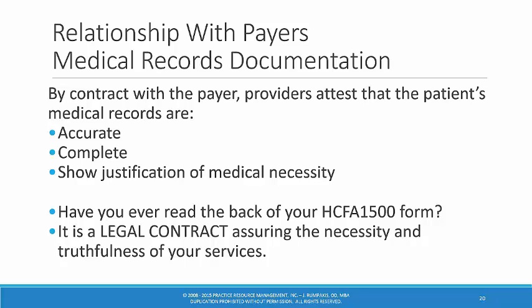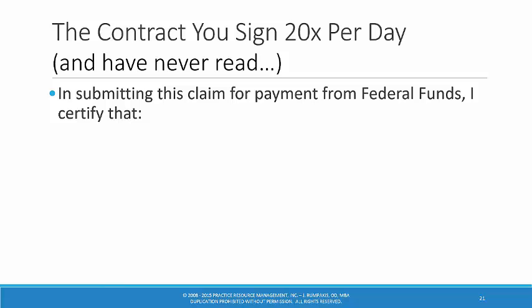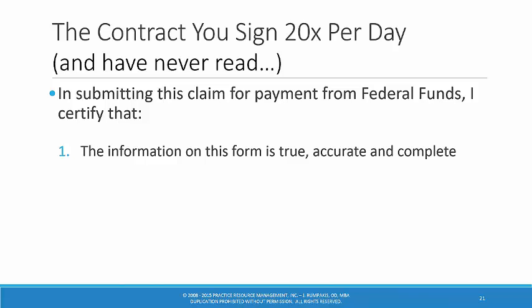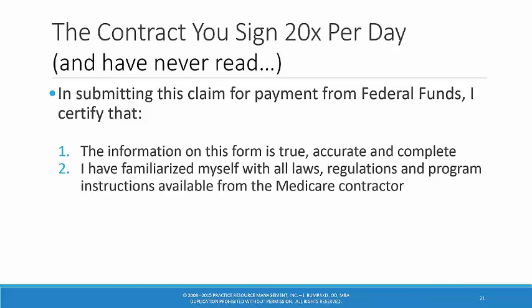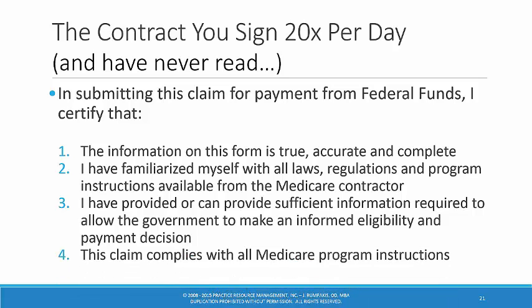Just to make sure you understand, when you're submitting that CMS 1500 form, here's what it basically says. In submitting this claim for payment, again, I'm using Medicare as my reference here, from federal funds, I'm certifying that the information on this form is true, accurate, and complete. I, as the physician, have familiarized myself with all laws, regulations, and program instructions from the contractor. I have provided or can provide sufficient information required to allow the government to make an informed eligibility and payment decision. That means, doc, if you are requested to provide a record, that record will contain everything that they need to see that what you billed was appropriate, medically necessary, and accurate to that patient's condition. And the bottom line says this claim complies with all Medicare program instructions.